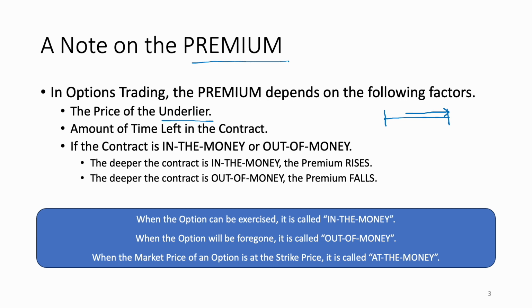Another important thing to notice is that in contracts which are in the money, the premium will rise, and in contracts which are out of money, the premium will fall. So let us understand a little bit about what is in the money and out of money.